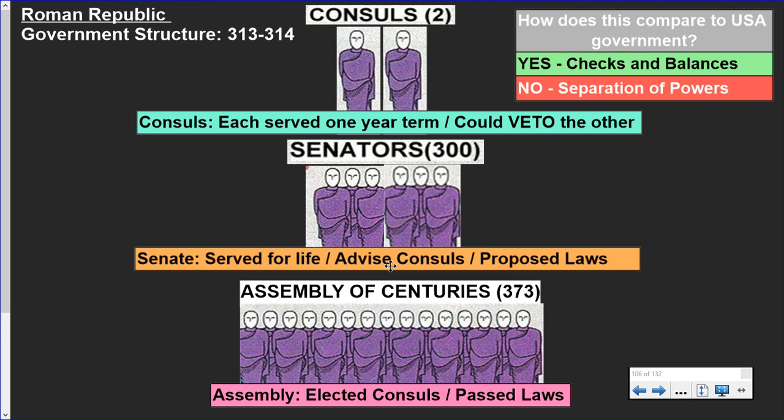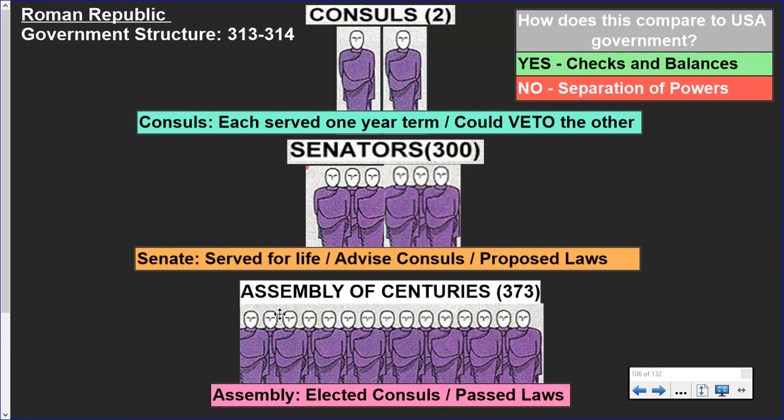Another job that these senators did was they advised the consuls. So they gave ideas or gave information to these two consuls at the top. So they would advise consuls, and also they could propose or come up with ideas for laws. So if you were on the Senate, pretty much you could serve for life, you gave information and advice to the people that were at the top, and you could come up with ideas for different new laws.